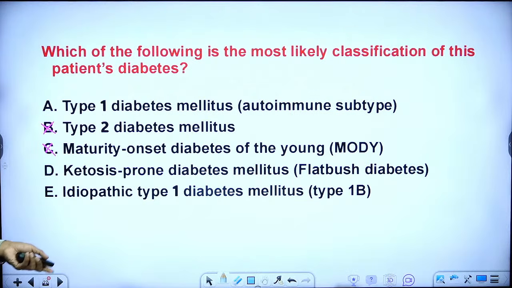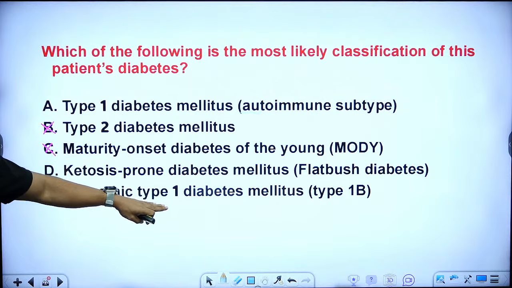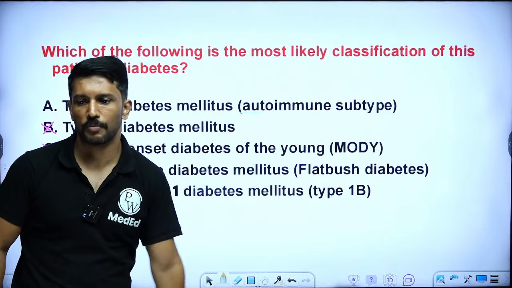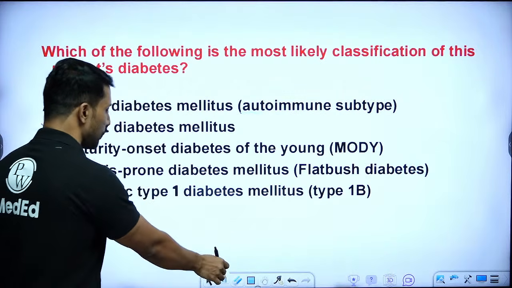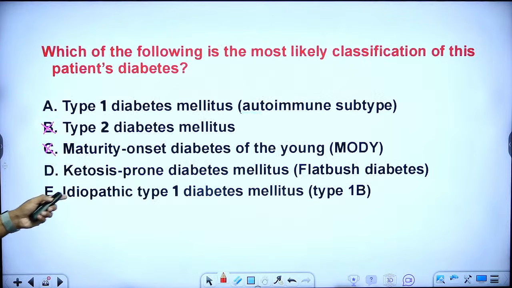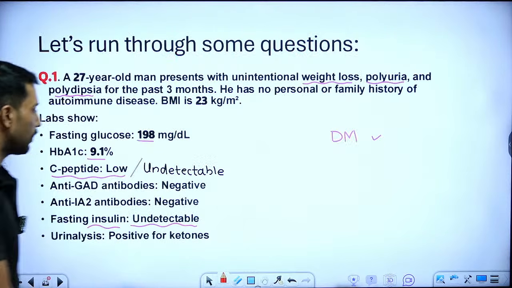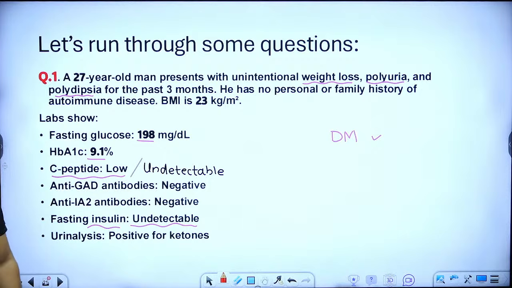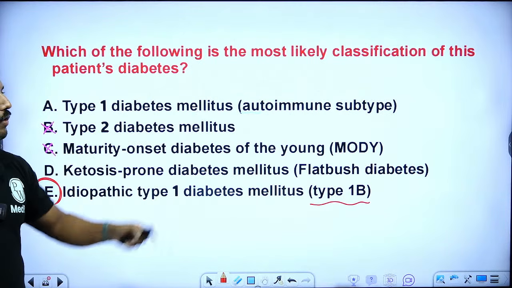Type 1 is what? Type 1A autoimmune type, and type 1 idiopathic type, which is type 1B. So what should be our answer here? Yes, most of you got it right. It is type 1 and it is idiopathic type because antibodies are negative. So correct answer would be idiopathic type 1 diabetes mellitus, type 1B. The same question, if I flip and say one of these antibodies, let us say anti-IA2 or anti-GAD, is positive, then the diagnosis changes to type 1A or autoimmune subtype.